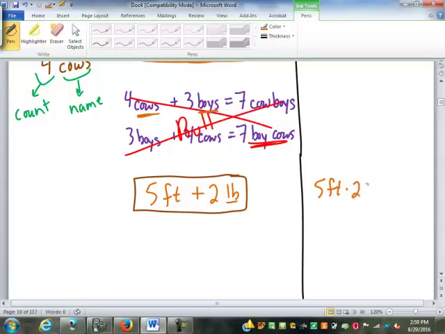However, when I multiply 5 feet times 2 pounds, I'm going to combine the counts. 5 times 2 makes 10. But I'm also going to combine the names. Feet times pounds is foot-pounds. If you're familiar with engines, that's a unit of torque. Or if you're in construction, that's a unit of bending moment for beams and stuff like that. When I multiply, I'm going to combine the names, which means I do not have to start with the same names.